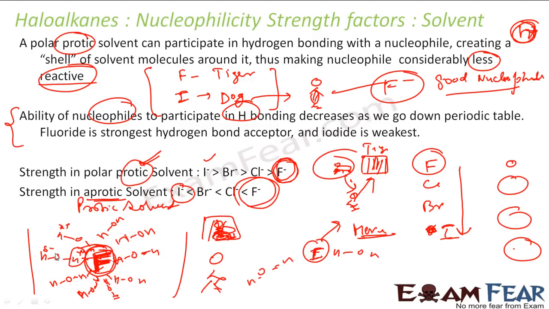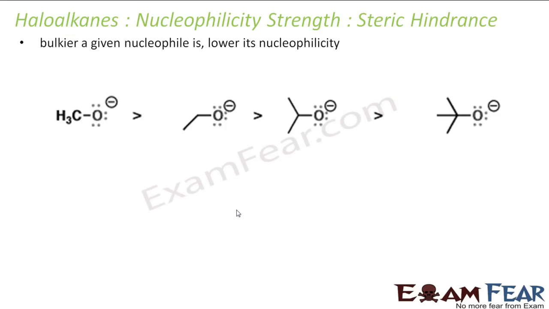Fluorine is a very strong nucleophile, but totally trapped by hydrogen bonding. It can't do much. It becomes weak in a protic solvent, but in an aprotic solvent, it is very strong. So that is the real life example of the nucleophile.